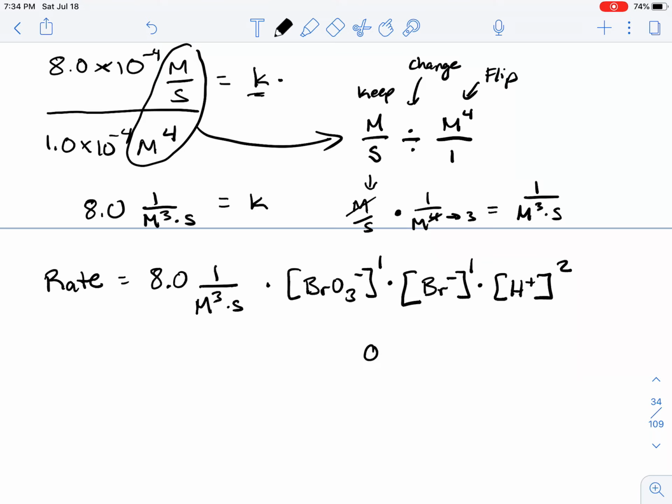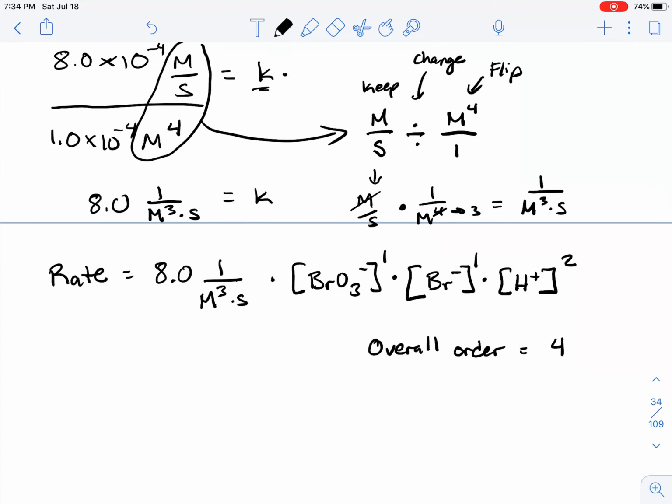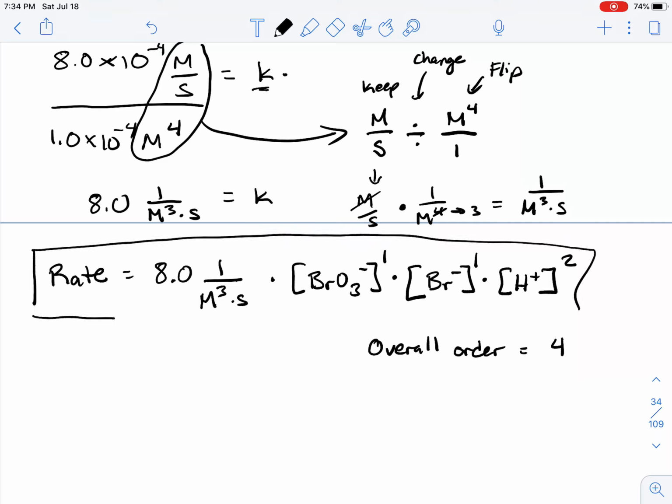However, the overall order of reaction is fourth order, right? It's just the sum of all of the individual orders of reaction. So this whole chemical reaction is following fourth order kinetics. And so this would be the complete general rate law for this reaction that's being ran at 30.0 degrees Celsius.